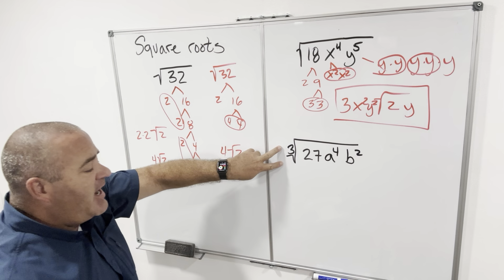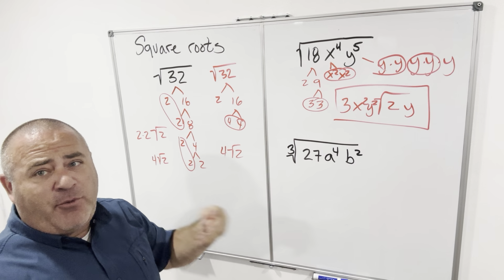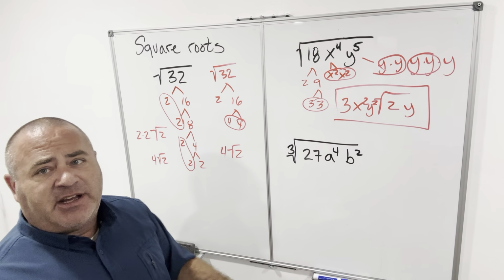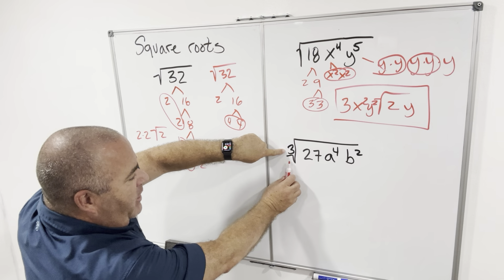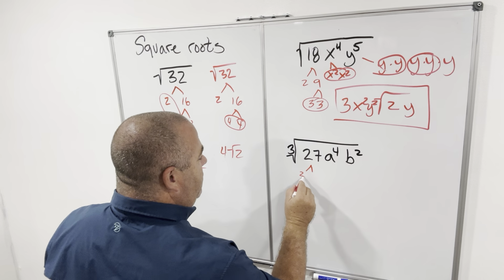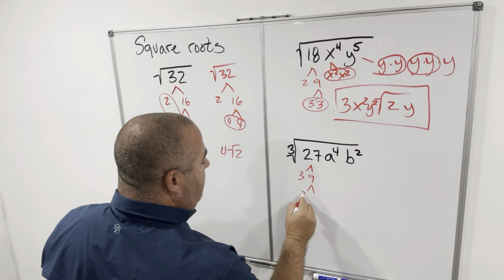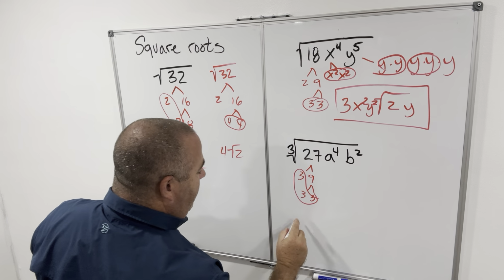Now, we're going to do the same thing no matter what. In this case, we have a cubed root, and if we had a 4th root or a 5th root, we're going to do the exact same thing. We just have to pull things out in groups of whatever root this is. So in this case, 27 is 3 times 9. 9 is 3 times 3. Well, we got to pull them out in groups of 3, so there we have right there.